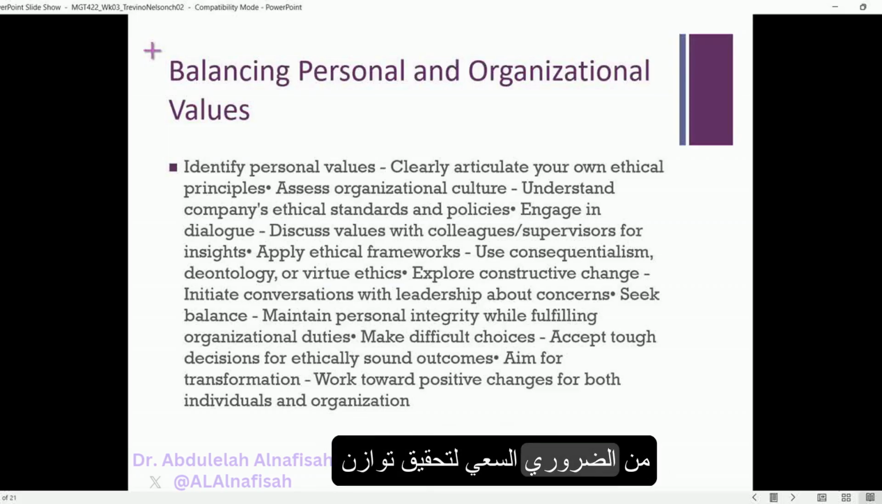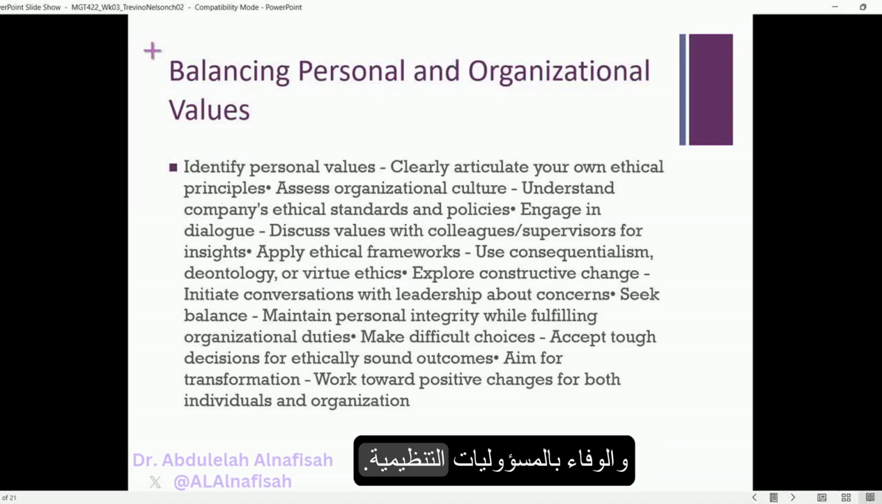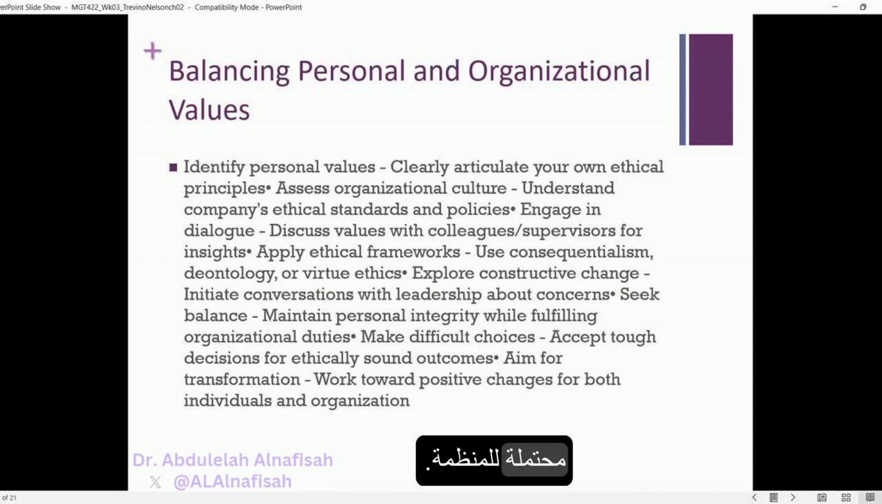Ultimately, it is essential to seek a balance between maintaining personal integrity and fulfilling organizational responsibilities. This may involve making difficult choices, but staying committed to one's ethical principles while being open to dialogue and change can lead to more ethically sound decisions and potentially transformative outcomes for the organization.